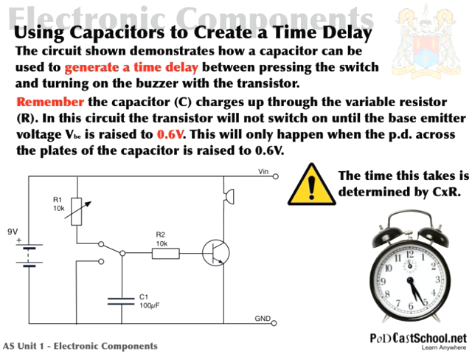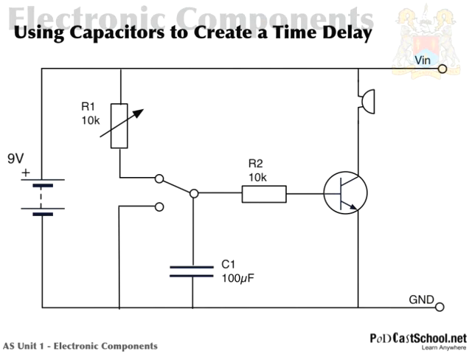Okay, and the time taken for it to charge, the time constant, will be determined by the value of C, whatever R1 is set at that period of time, times R. Sorry, C times R, yeah. Now, I've just shown you this large again, just for clarity.